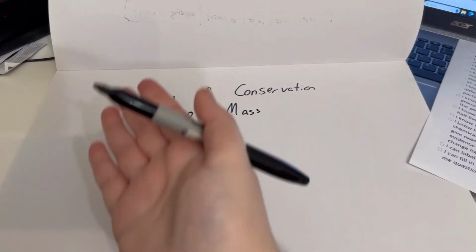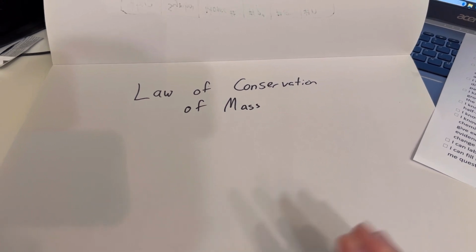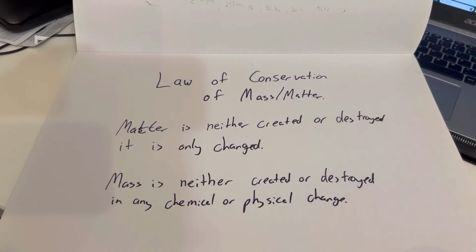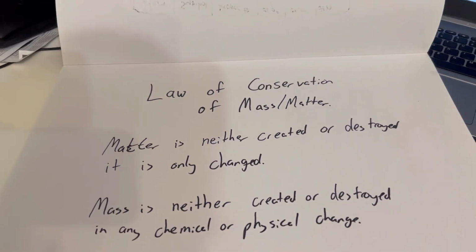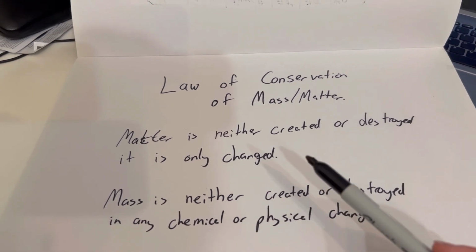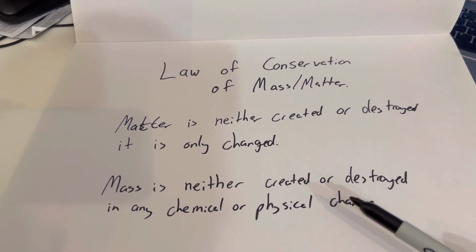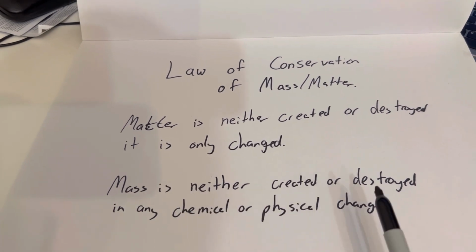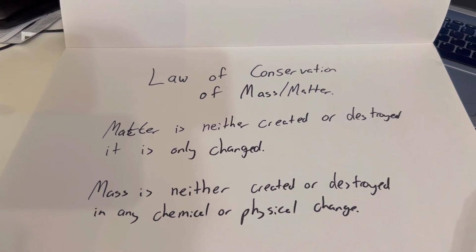You need to know what the law of conservation of mass is. You wrote this down in class last lesson. Pause the video, write down what it is. Alright, so we have two options here. The law of conservation of matter, the top one here, and the law of conservation of mass, the bottom one here. These both say the same thing, so you can pick which one you prefer to memorize to explain it. Matter is neither created nor destroyed, it is only changed. Or mass is neither created nor destroyed in any chemical or physical change. Either one of those is correct.